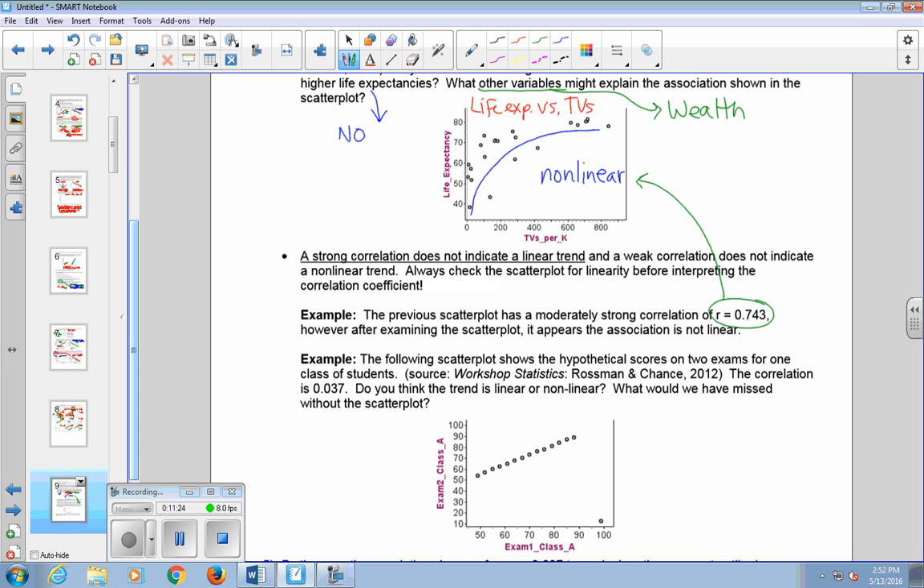So you don't want to just stop with a correlation or start here, get your correlation, say, oh, that's strong, must be a linear association. That's not always the case. And you always want to have a scatter plot when you look at correlation.